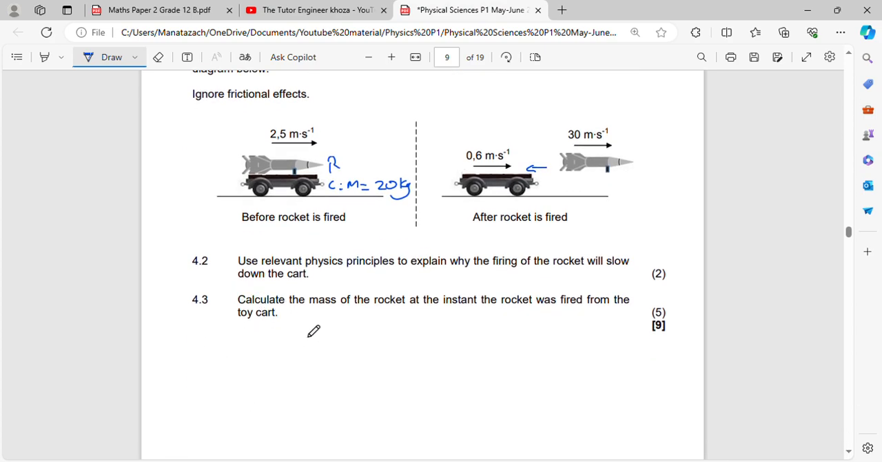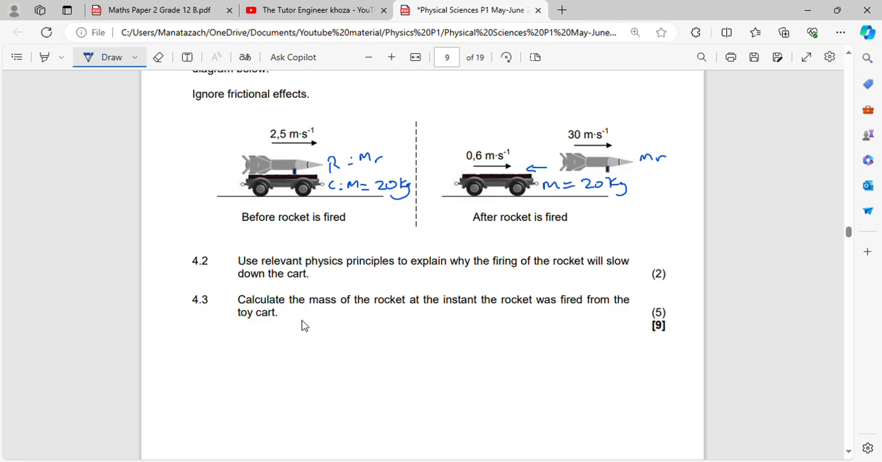Now let's go to 4.3. 4.3 says calculate the mass of the rocket at the instant the rocket was fired from the toy cart. So we don't know the mass of the rocket, so let's call it mr initially and finally mr. The mass of the cart, remember, will remain 20 grams initially and finally. The mass doesn't change for both objects.